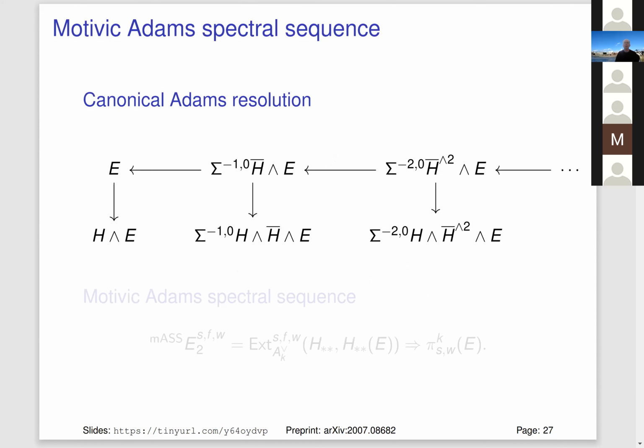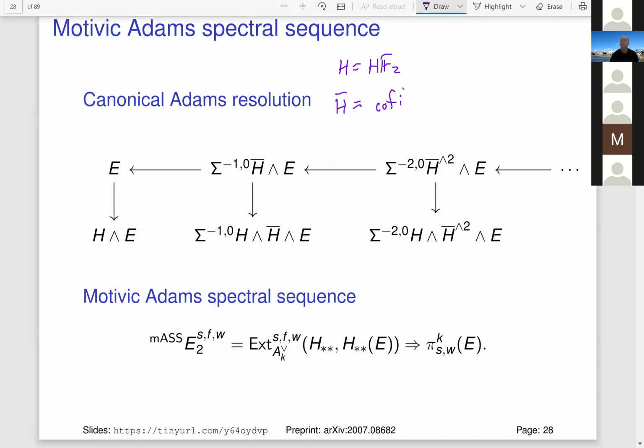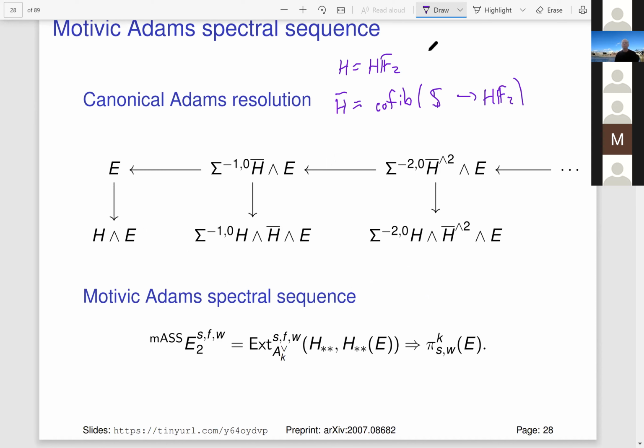So from now on, I'm going to start using H to denote mod 2 homology. And I'll write H bar to be the cofiber of the unit map from the Motivic sphere spectrum to HF2. So just like in the classical setting, so maybe some people have seen this before, I can form what's called a canonical Adams resolution for any Motivic spectrum E. So I start with E up here, and the idea is to resolve it by mod 2 homology.